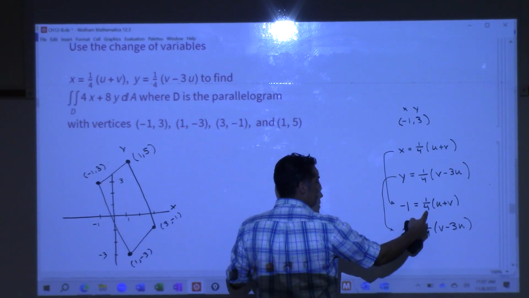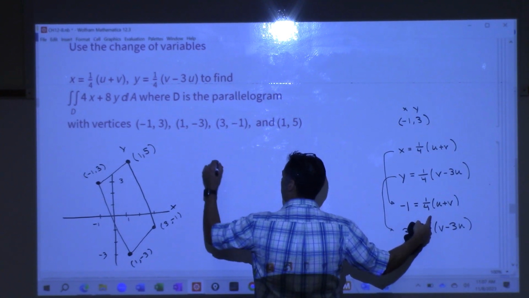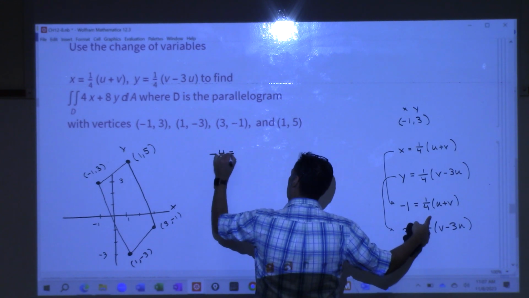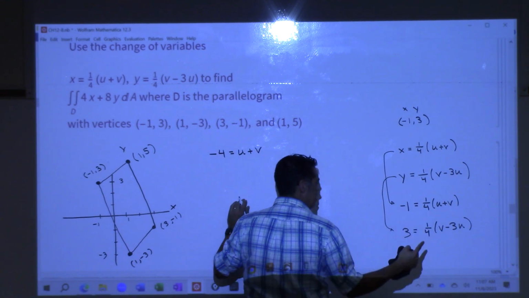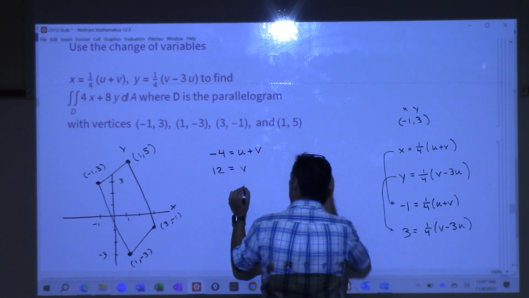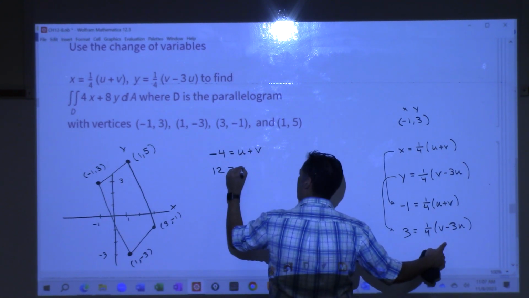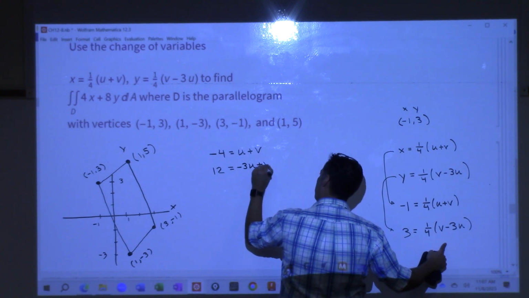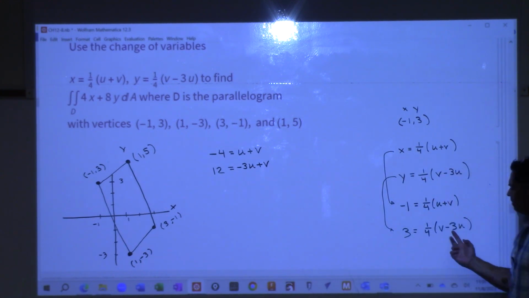So to solve this, I'm going to multiply both sides by 4 to get rid of the fractions. We get -4 equals u plus v. And I'm going to multiply both sides here by 4. I get 12 equals v minus 3u. Let me write it this way: -3u plus v. Is that all right? I changed the order, and then the 4 cleared out. We good? There's my system of equations.